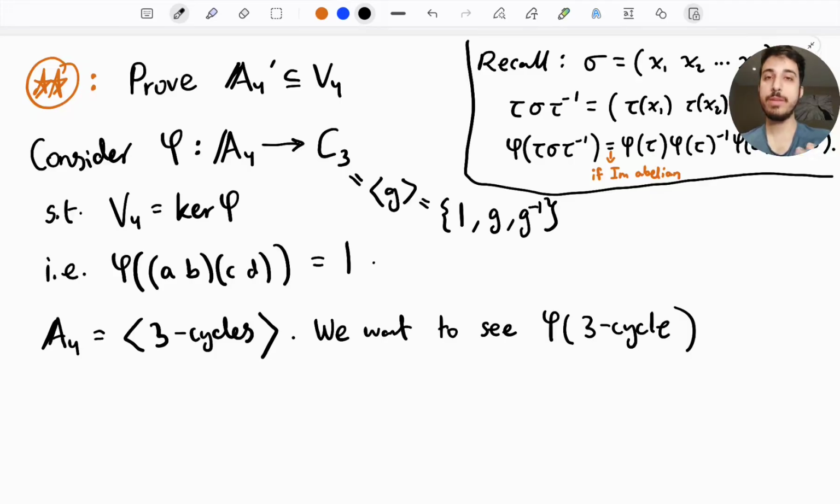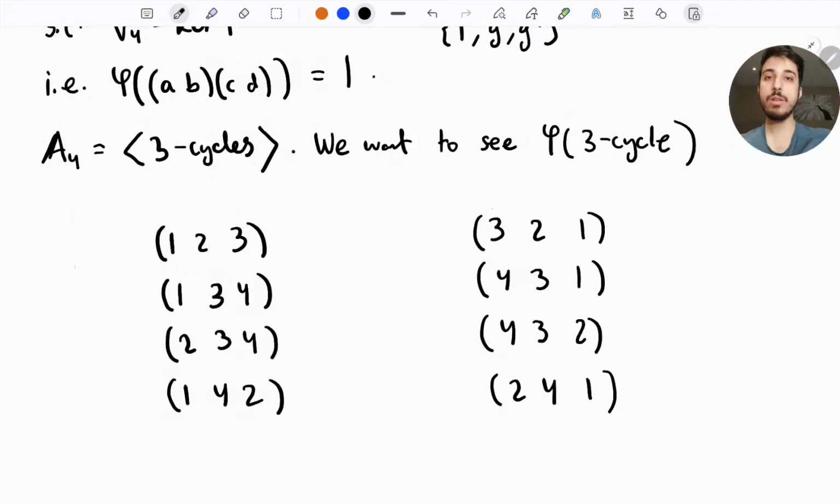That is the beauty of generators. To understand where phi sends all of the elements in A4, it suffices to work with 3 cycles, since phi is a homomorphism, so phi of a product is equal to the product of the phis. It really behaves so nicely. Because of that, we can work on just the generators, which are the 3 cycles. Here is the list of all of the 3 cycles of 4 elements, and we would like to know where phi sends each 3 cycle.